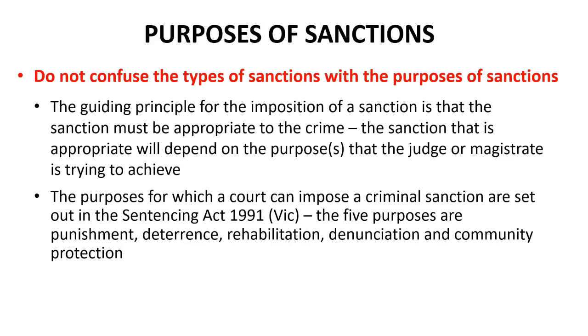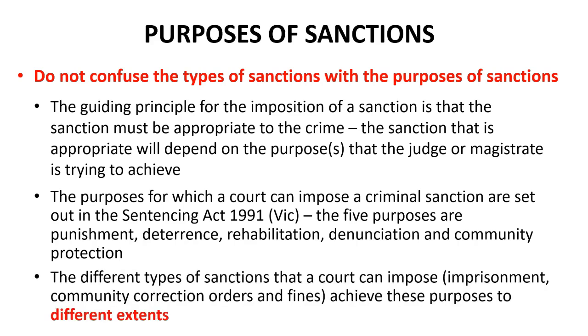The Sentencing Act 1991 of Victoria sets out the 5 purposes for which a court can impose criminal sanction, and our learning intention requires you to be able to describe each of these purposes. These 5 purposes are punishment, deterrence, rehabilitation, denunciation, and community protection. Importantly, and as you'll see from the next 3 videos, the sanctions of imprisonment, community correction orders, and fines achieve these purposes of criminal sanctions to different extents.